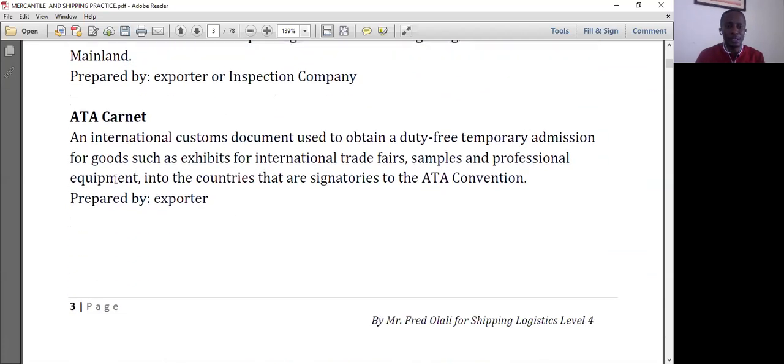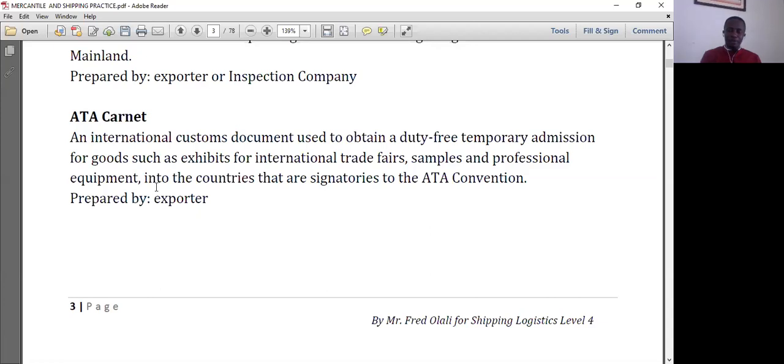Another one is what we call the ATA Carnet. This is an international customs document used to obtain duty-free temporary admission for goods such as exhibits for international trade fairs, samples, and professional equipment into countries that are signatory to the ATA Convention. Sometimes we have international trade fairs or trade shows, where people come from different parts of the world to showcase whatever they have. And remember, they're just showcasing it for marketing purposes, after which they are going to carry it back to their country. Are you getting that?